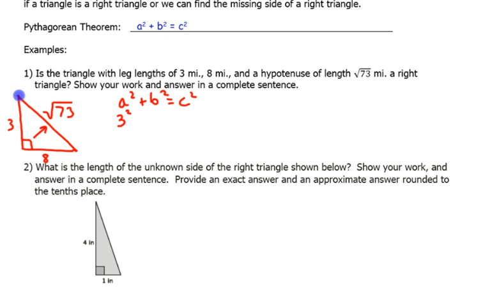So we'll say a is 3 and b is 8. We can reverse those though. And c is the square root of 73. So 3 squared is 9. 8 squared is 64. And when I take the square root of 73 squared, that's the square root of 73 times the square root of 73, I just get 73. 9 plus 64 is 73, which equals 73. So this is true. This would be a right triangle because the Pythagorean theorem works. So this is how I would show my work.